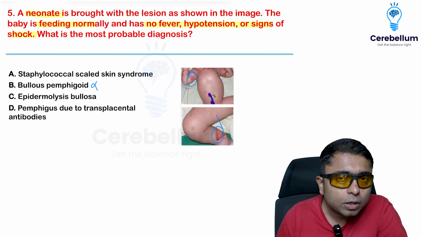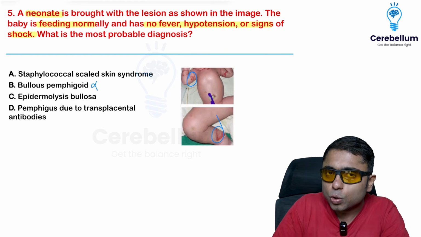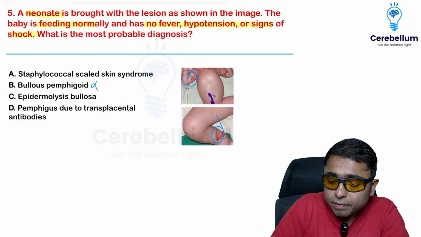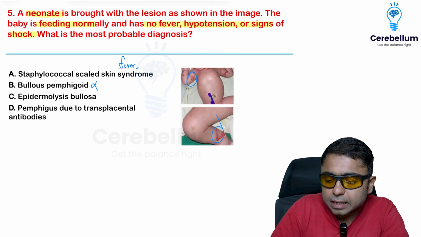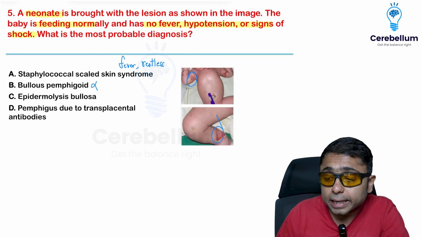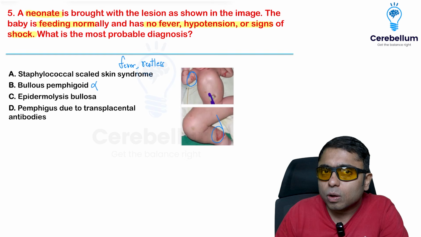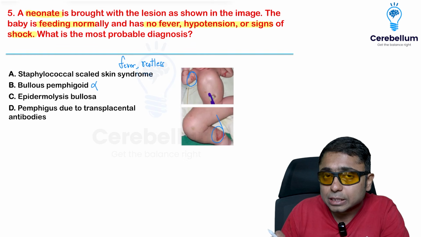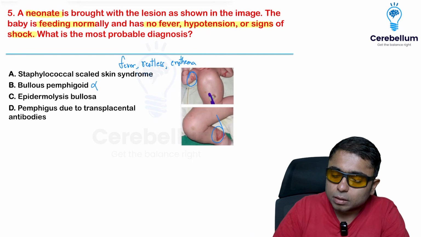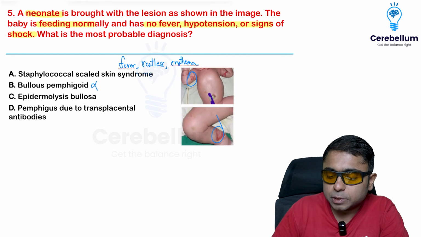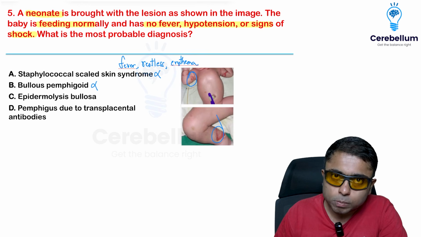But here the point to note is that the child is going to have definitely fever, and also the child is going to be restless. There is going to be a lot of pain because of the underlying acantholysis happening in the skin, and also most of the skin is going to become erythematous. So there is going to be erythema over the skin. Since all these features are absent in this particular case, we can rule this option out.